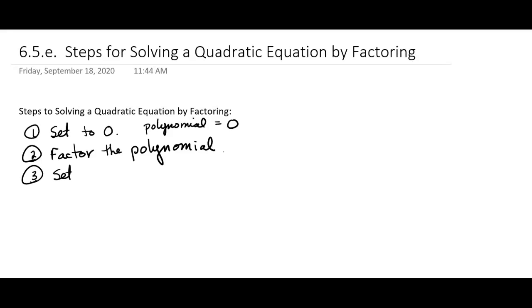Step 3. Set each factor that has a variable. I'll put a little parenthesis here. Set each factor that has, in the factor there has to be the variable someplace. Set each factor equal to 0.